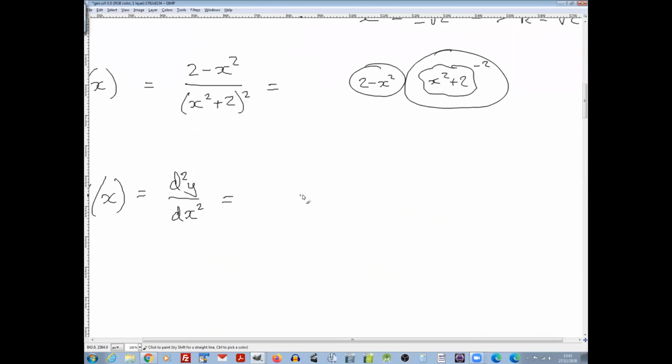So then we get minus 2x, and then x squared. Sorry, yes, quite right. Minus 2x, what am I like? And then x squared plus 2 to the minus 2.